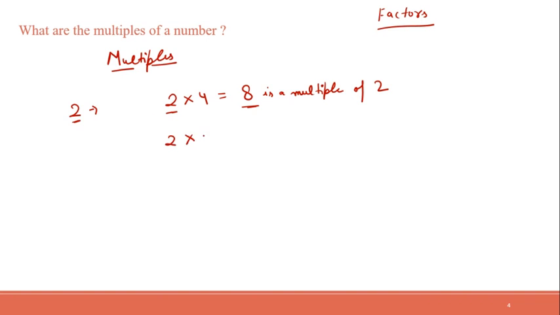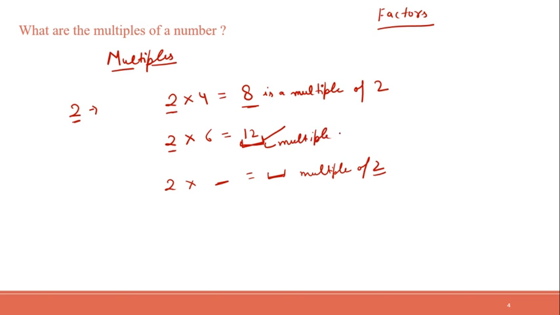If I multiply this 2 with 6, I am getting 12. 12 is a multiple of 2. That means if I multiply 2 with any number, the outcome will be a multiple of 2. Got it? So we can say that this 12 is a multiple, right? Multiple of 2.